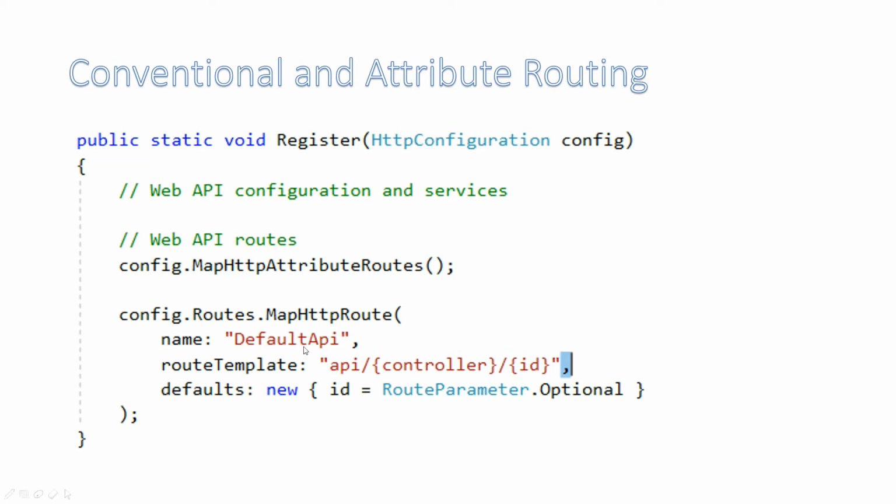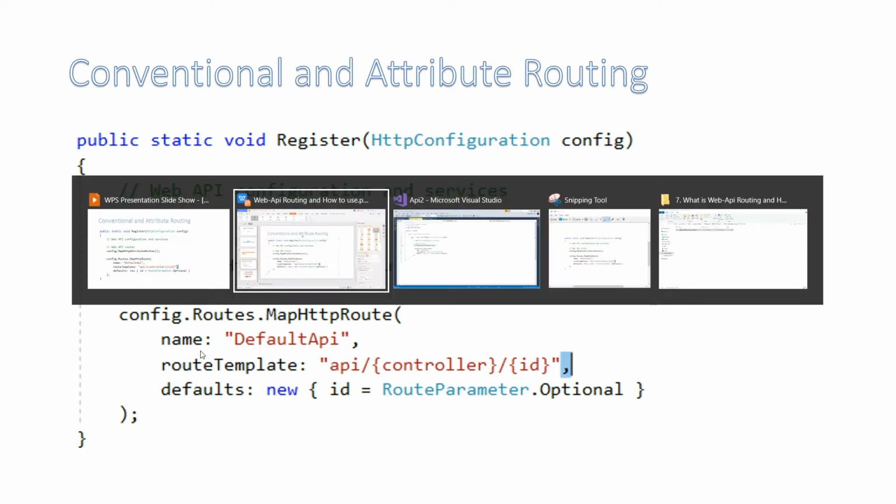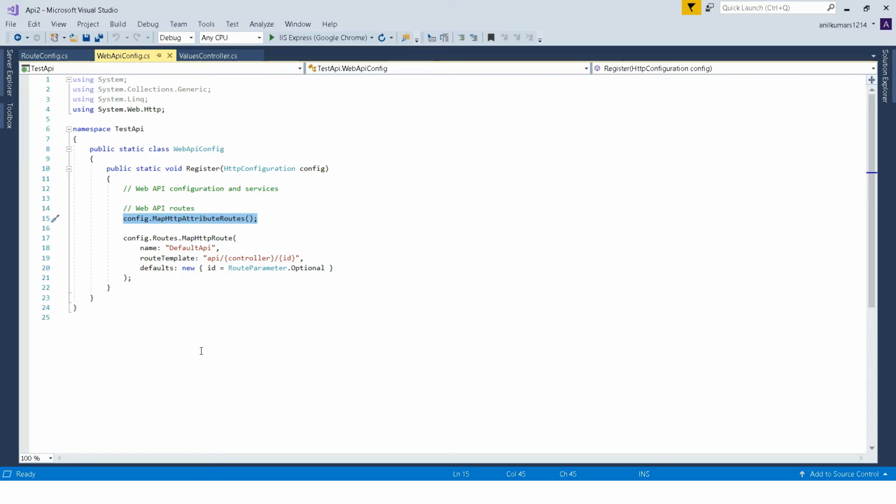This conventional based routing supports different kinds of parameters. Like here you can see the name, route template and defaults. You can have the constraints and handler as well. The constraint is where you can specify regular expressions to constrain the route values and all. So let's see this in a practical way.